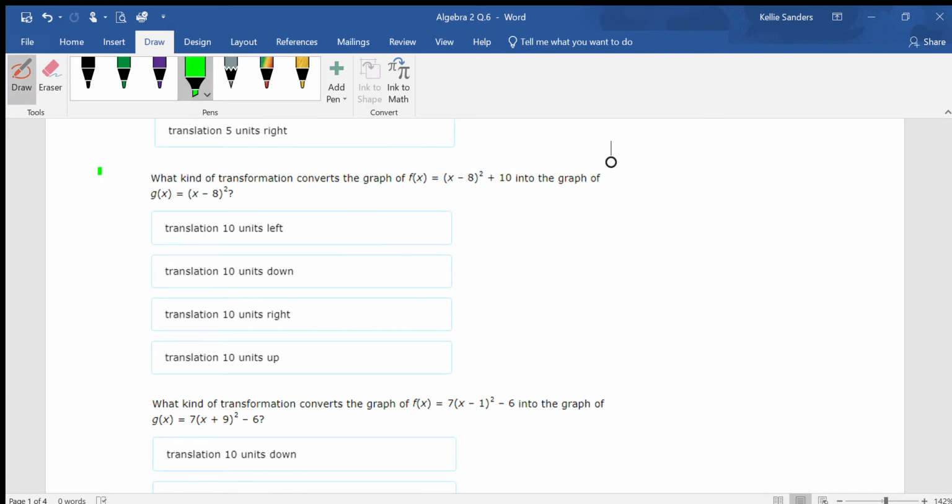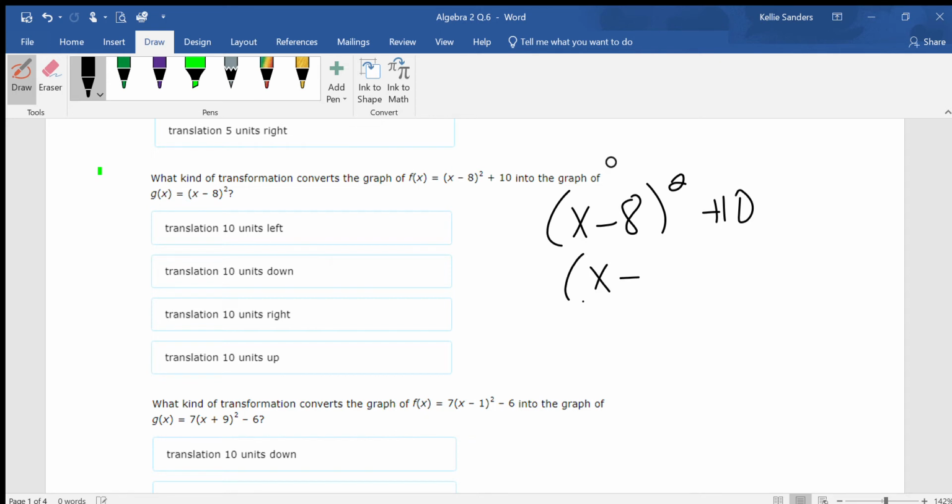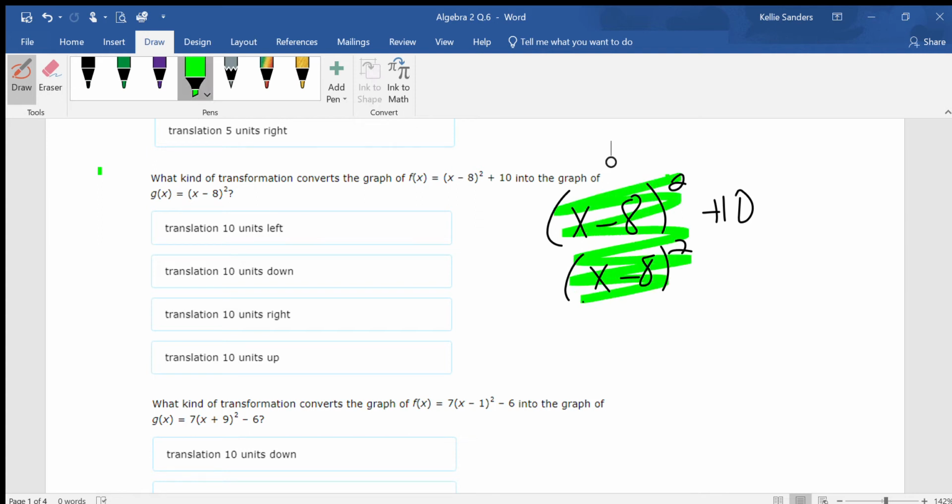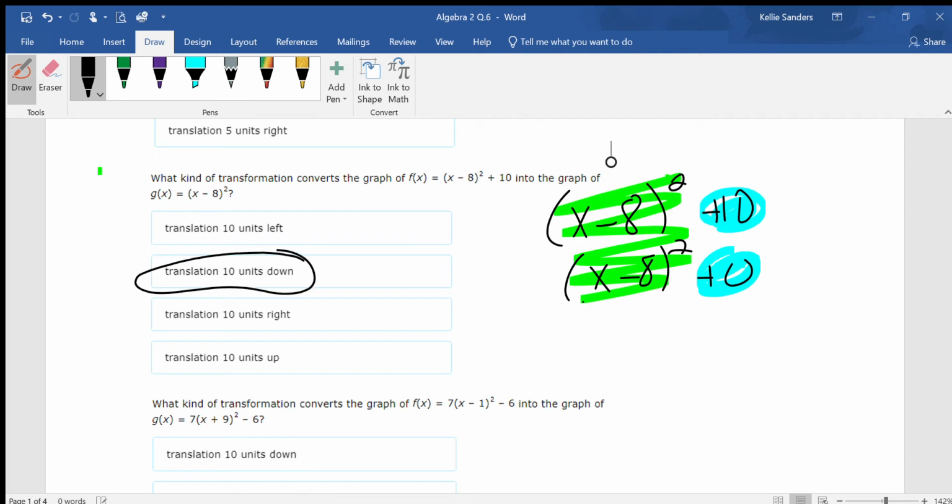What kind of transformation? Let me write it out so I can compare everything. Again, all of this stayed the same. The only thing that changed was it was at positive 10, and now it is at 0 because it's not there. So from a positive 10 to a 0, you went down 10.